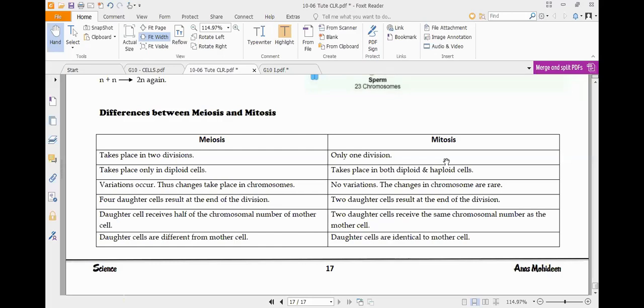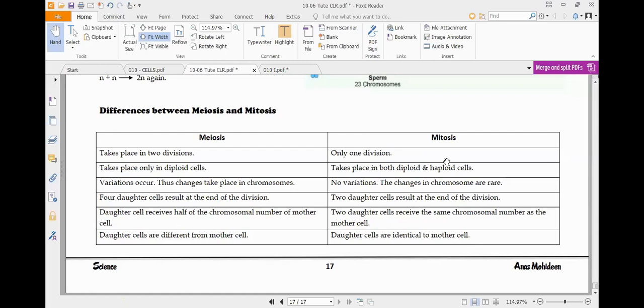In meiosis, variations occur, thus changes take place in chromosomes. There will be variations taking place during meiosis, so that there will be evolution too. But in mitosis, there are no variations, or chromosomes rarely change. In meiosis, 4 daughter cells result. In mitosis, only 2 daughter cells result. In meiosis, the 4 daughter cells receive half of the chromosomal number of the mother cell. That's correct, right? 46 chromosomes becomes 23. So the halving of the number of chromosomes is seen in meiosis. In mitosis, the 2 daughter cells receive the same chromosomal number as the mother cell.